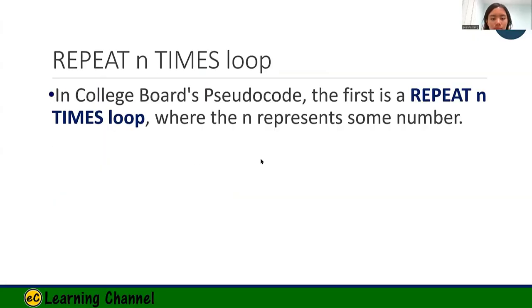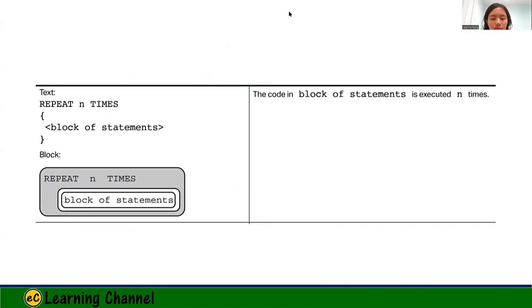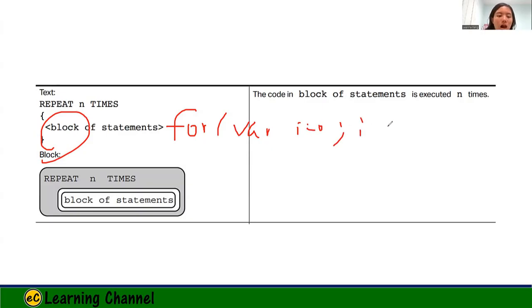It's also possible that you have a repeat n times program. Then this will be run n times. So this is the same as for variable i equals 0, i less than n, i plus plus in JavaScript. Okay. Repeat n times is the same as this.